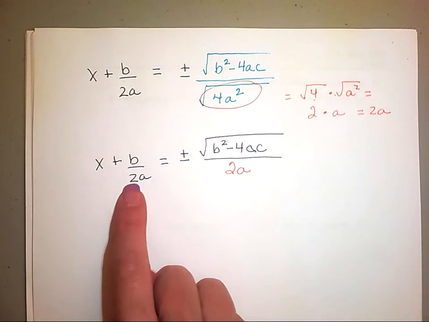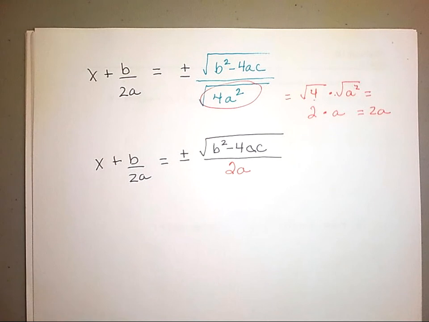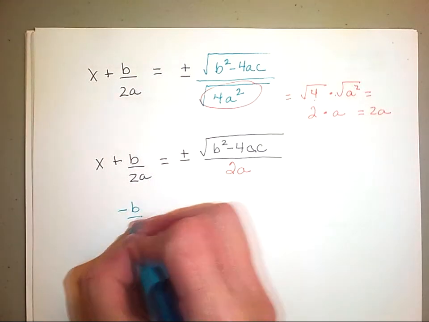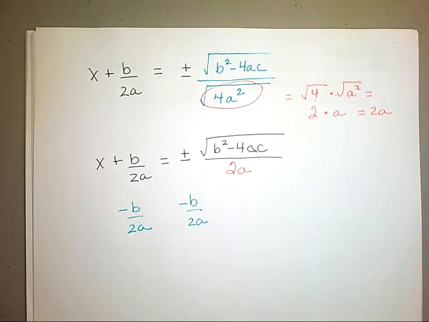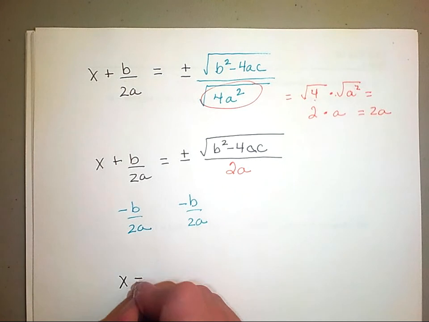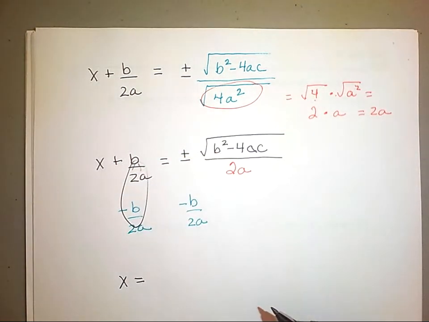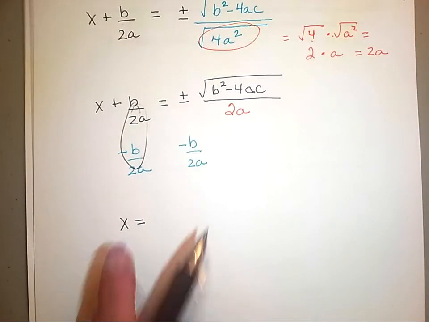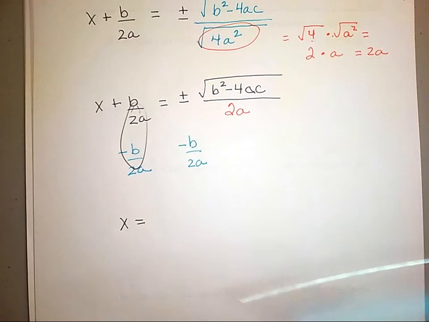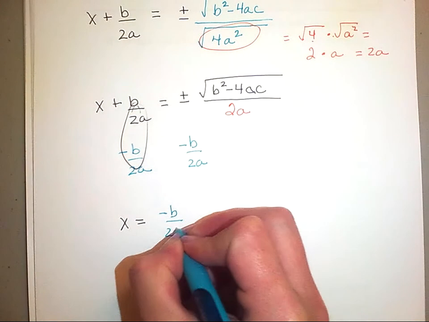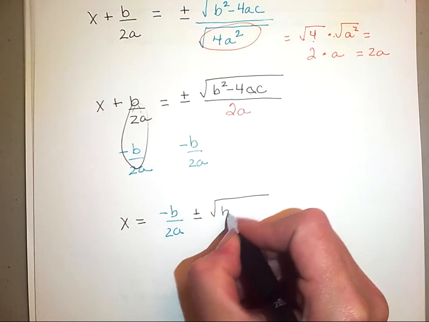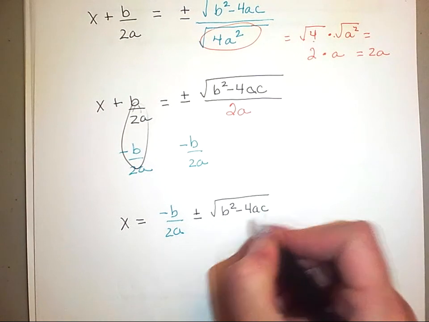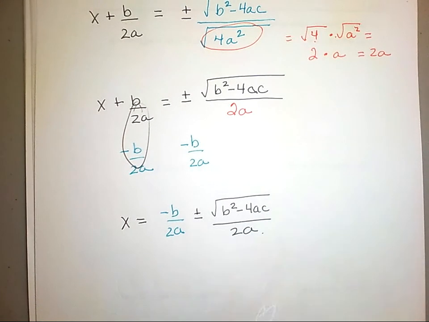And that's going to be really helpful because the next thing I want to do is solve for x. So let's subtract off this b over 2a from both sides. Now this will go to 0. b over 2a minus b over 2a is 0, leaving just x. And then we'll put this negative b over 2a out in front and leave our plus or minus the square root of b squared minus 4ac all over 2a. And I hope people can see what has happened here.